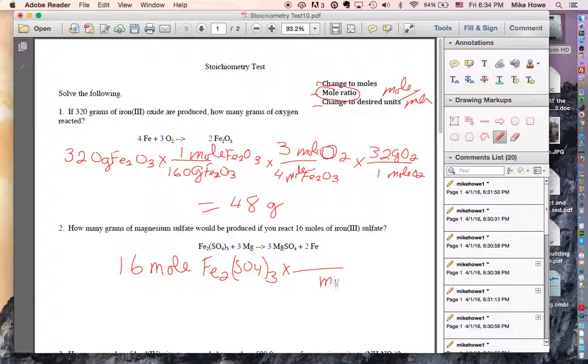So I'm going to put moles of Fe2(SO4)3 on the bottom. And on the top, I'm going to put moles of what I'm looking for, which is magnesium sulfate. It says right here you want to look for grams of magnesium sulfate, but before you can find grams, you have to find moles. So for the number of moles of magnesium sulfate there's a 3 in the equation, and for the iron sulfate, there's a 1. Okay, then I'm going to go ahead and do another step, and I'll put it down here so it cancels out nicely.